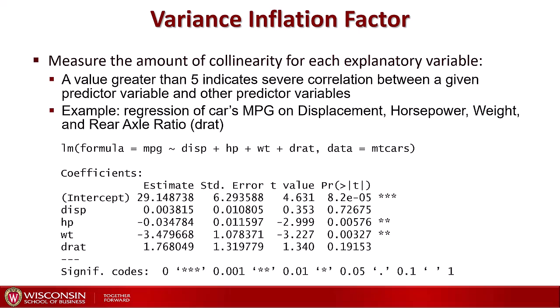Here, as an example, we have a regression of the car's MPG, so miles per gallon, which is a fuel efficiency, on the displacement, the horsepower, the weight, and the rear axle ratio, denoted DRAT, of each car. We see the formula is just a linear regression of these variables. There is no quadratic term and there is no interaction. We find the following results.